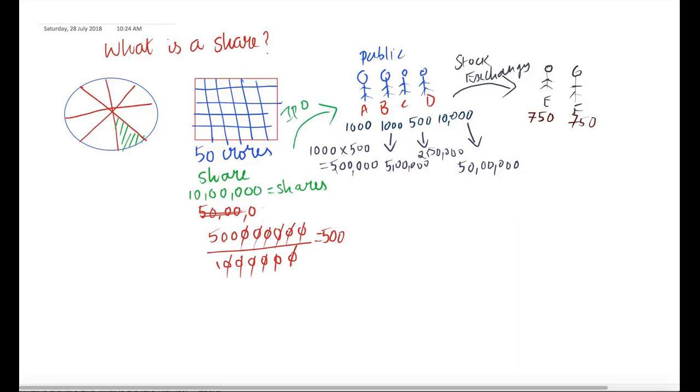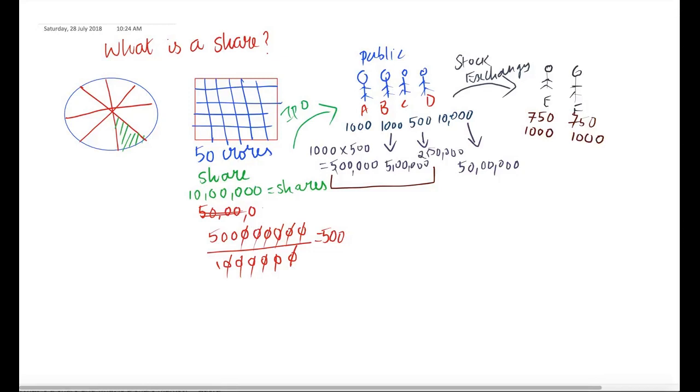So once E and F are ready to buy for 750 rupees, A and B, seeing this as an opportunity to sell the stocks of that company and make some profit, are trying to sell the shares that they are owning to make some quick profit. So E is trying to buy 1000 shares of the company, and F is also trying to buy 1000 shares of the company at 750 rupees each.